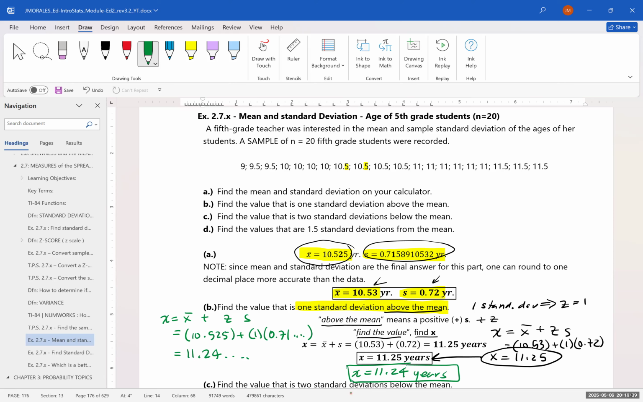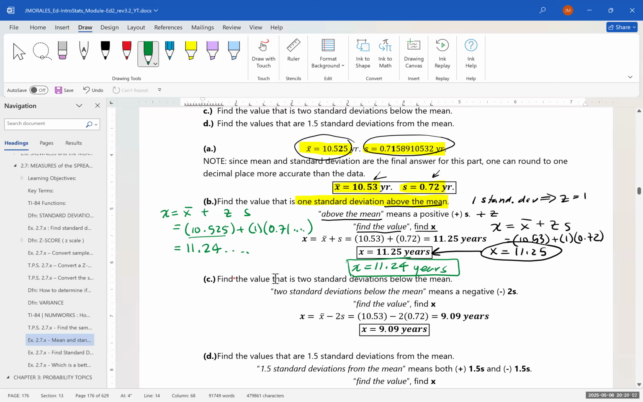All right, so find the value that is 1 standard deviation above the mean. So we have a mean of 10.525 years. That's the average age of the 5th grade students. So the age of a student that's 1 standard deviation above this is 11.24 years.